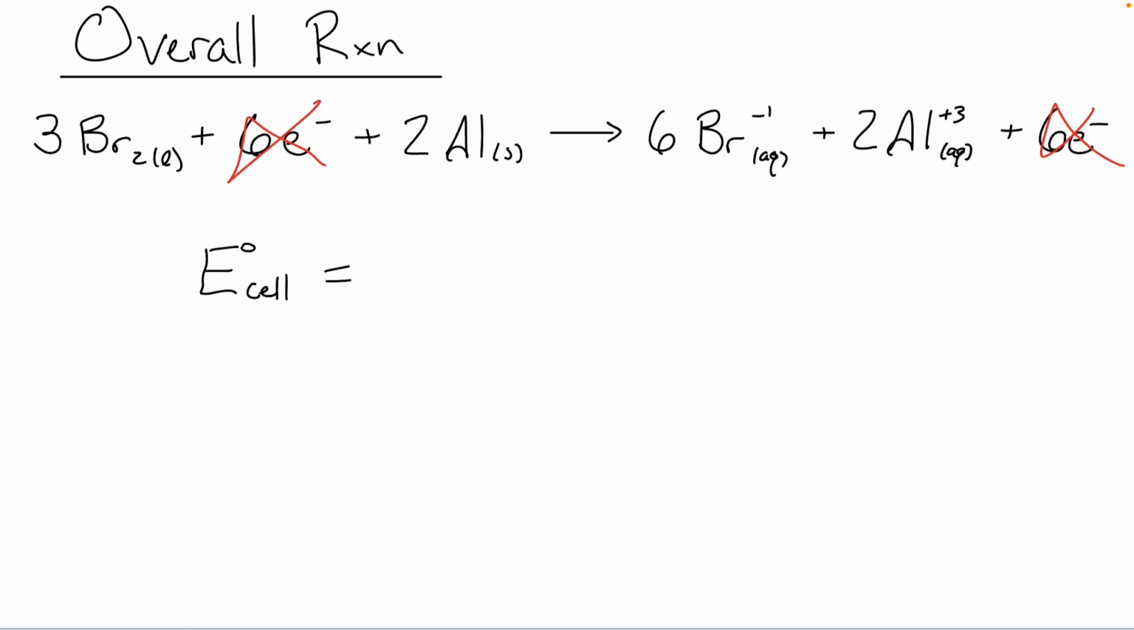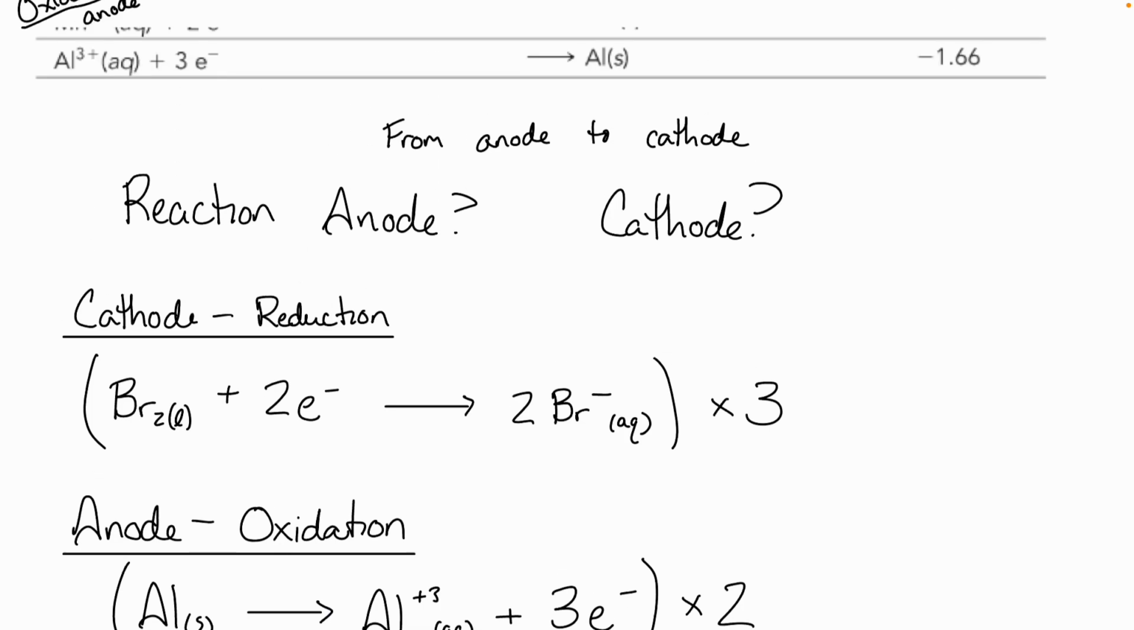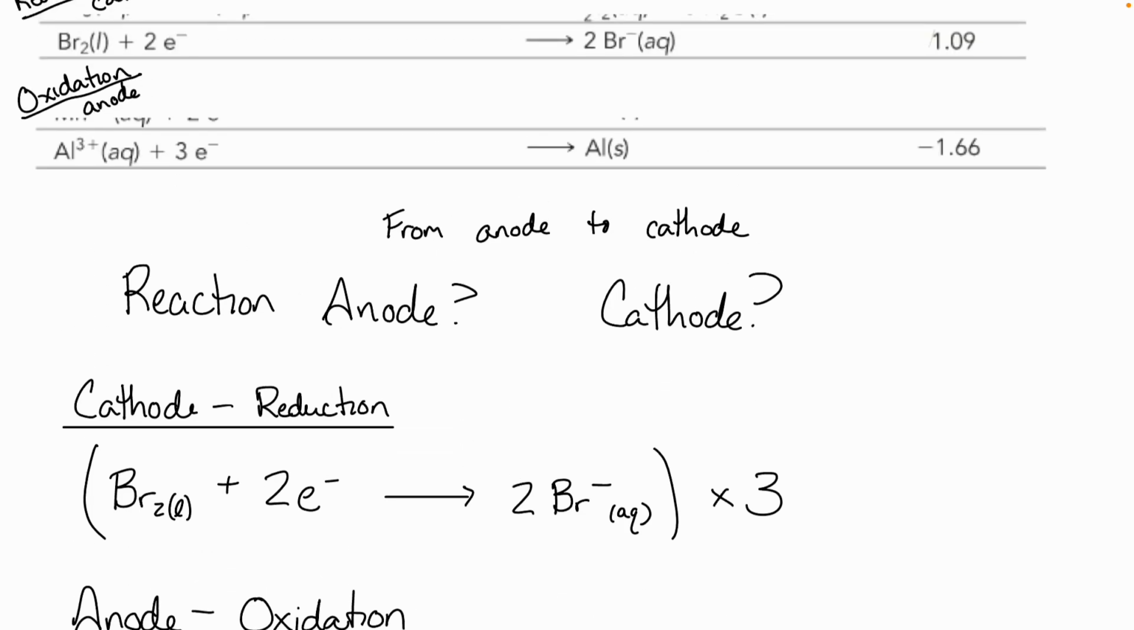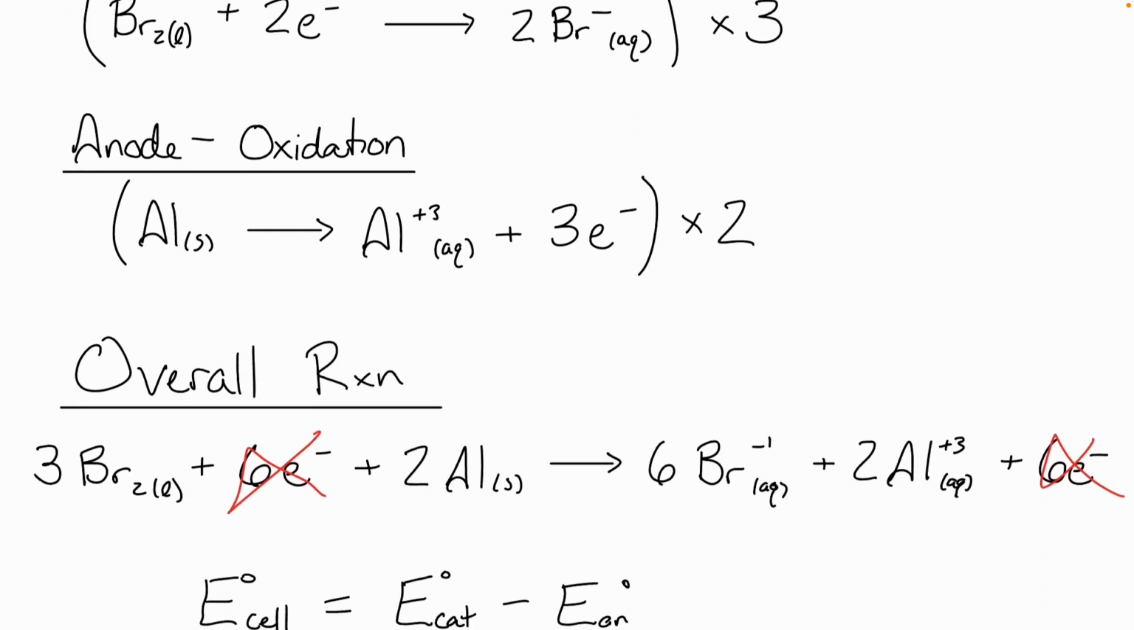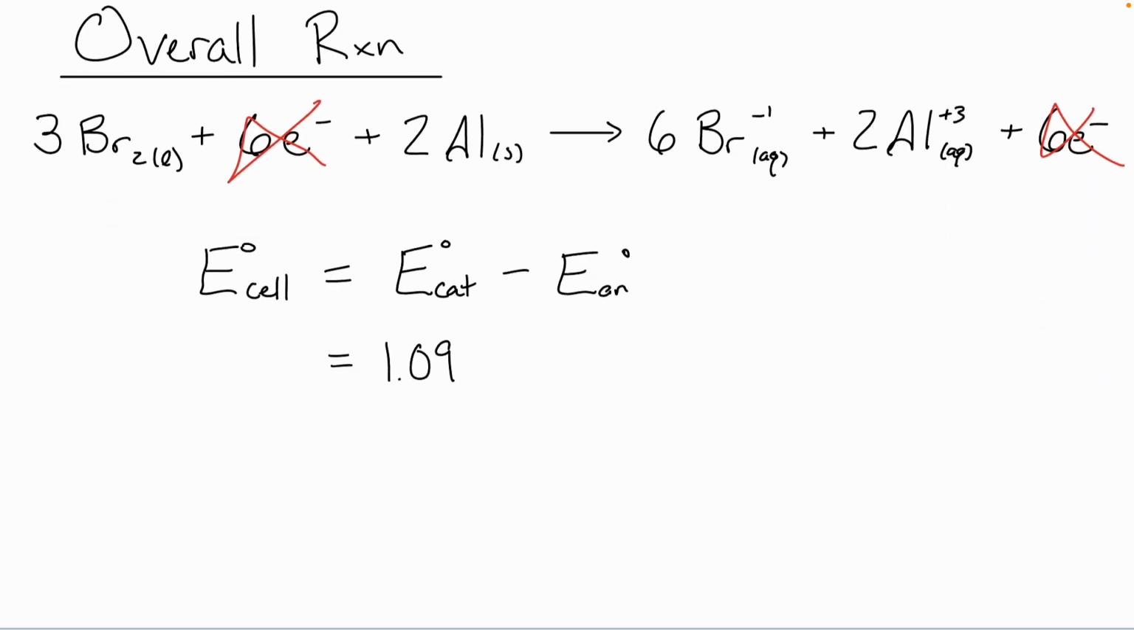All right, so what minus what? Cathode minus anode. Because of the way that this formula is given, you don't flip the sign of anything. It's already done for you basically because it's a subtraction problem. So you just grab the value for the cathode and subtract the value for the anode off your table. You don't have to flip signs or anything like that. So 1.09 minus negative 1.66 gives me a standard cell potential of 2.75 volts.